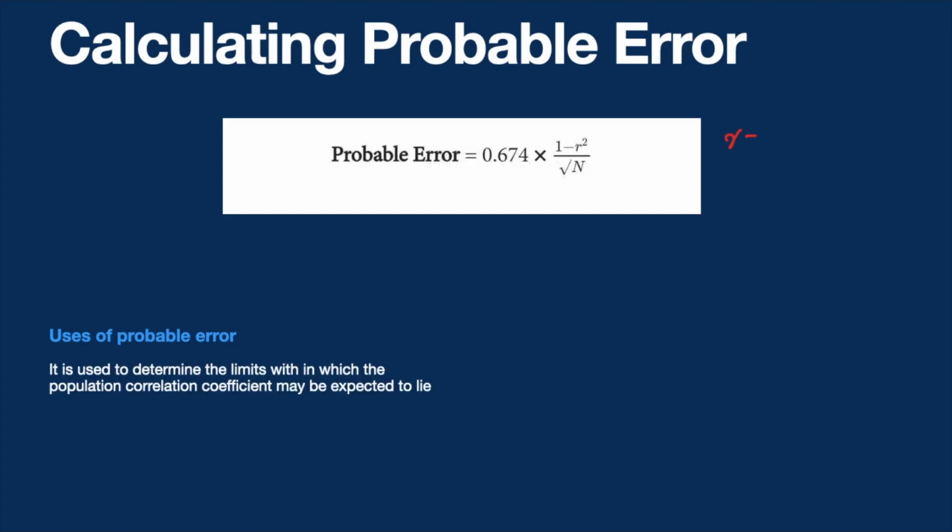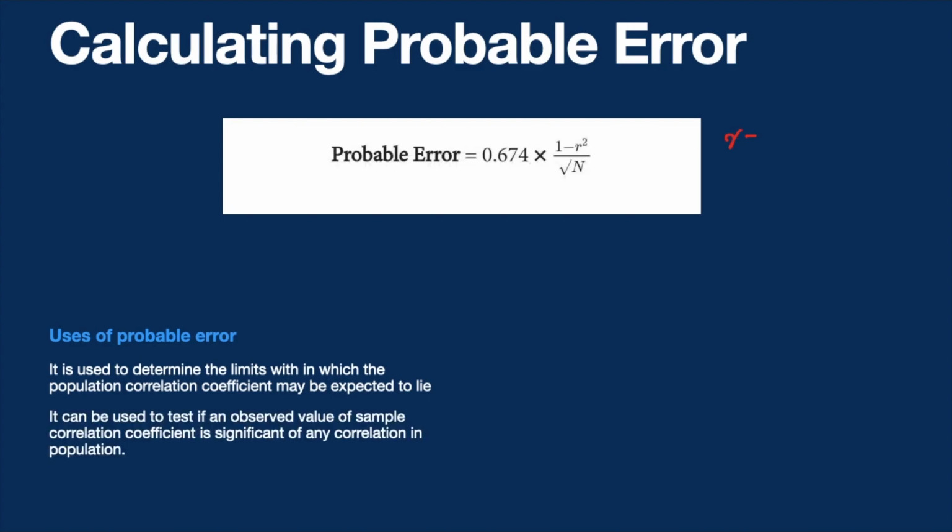So what are the uses of probable error? It is used to determine, as we have already said, the limits within which the population correlation coefficient may be expected to lie. And the correlation may vary for different types of samples taken from the same population. Now, second point, it can be used to test if an observed value of the sample correlation coefficient is significant of any correlation in the population.